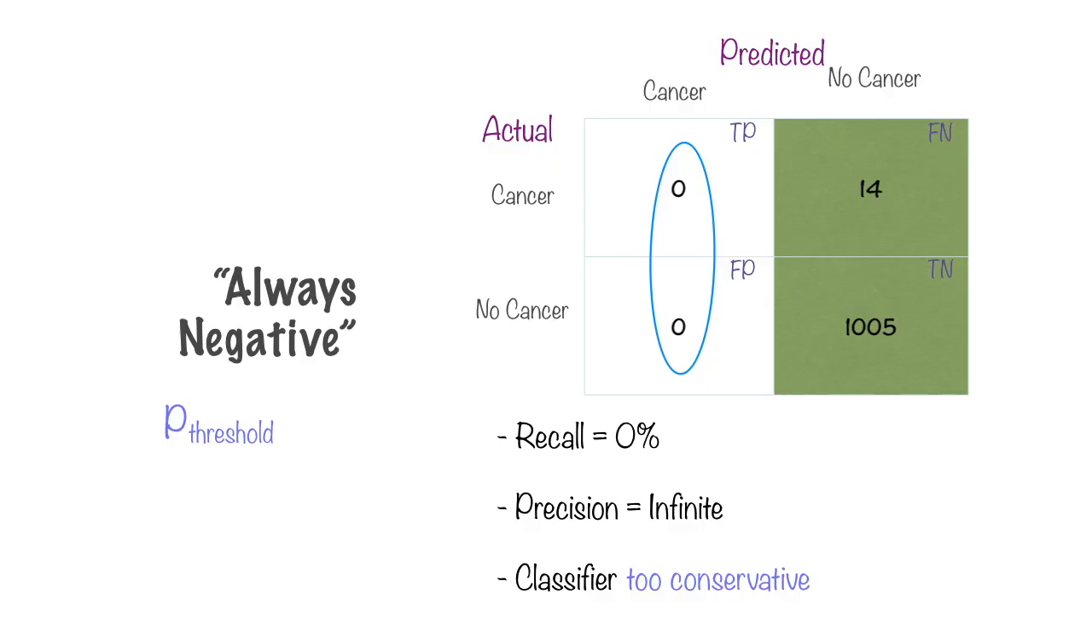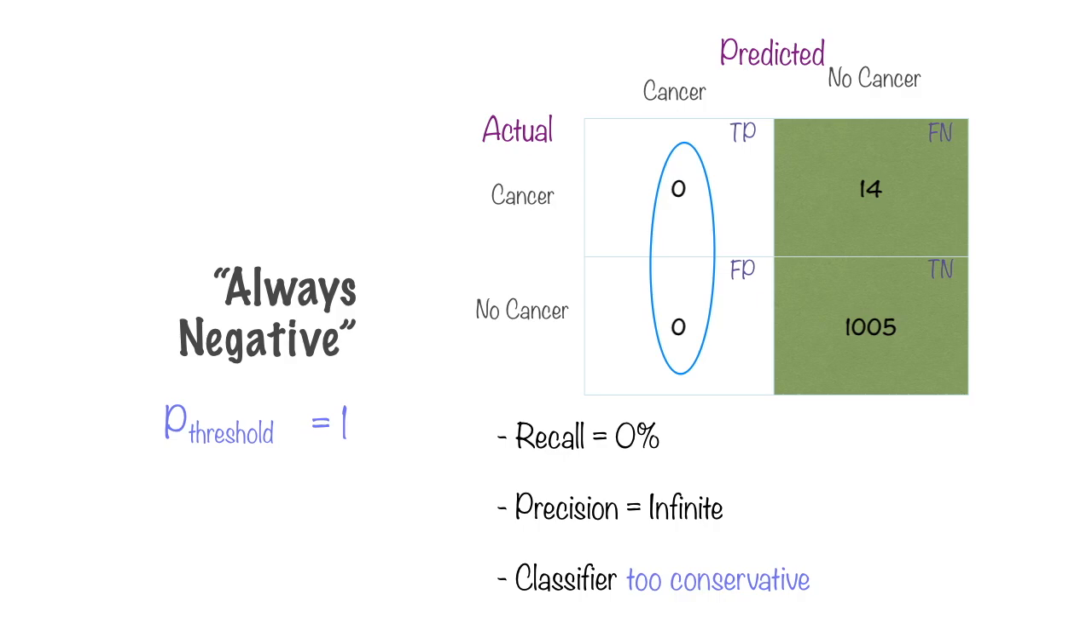This classifier is way too conservative. It's obviously a very bad classifier. You're not detecting cancer at all, you're always negative. The classifier is too conservative while making cancer or no cancer decisions, which is why recall is 0 and precision infinite.